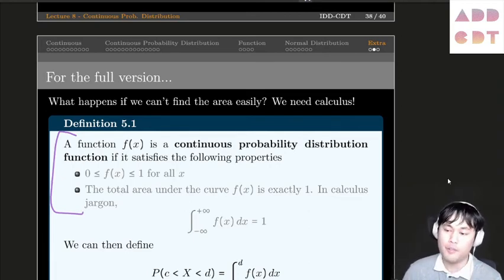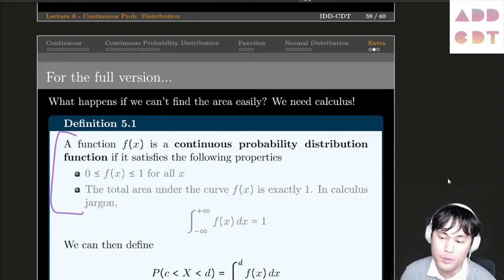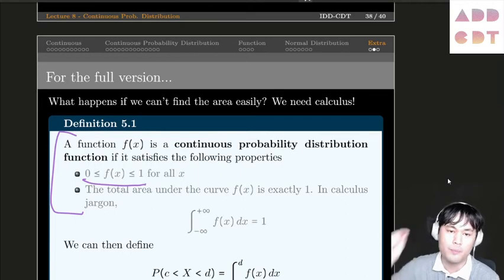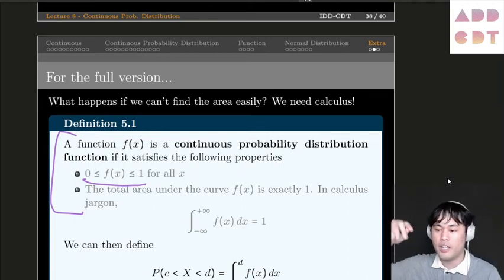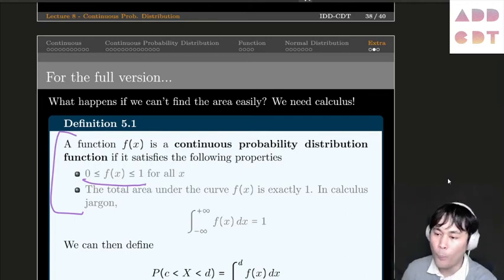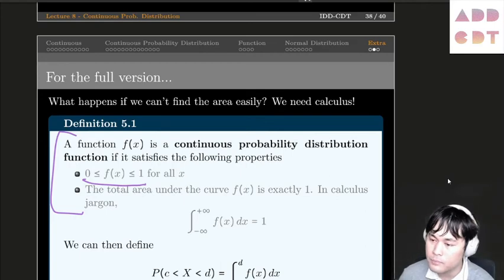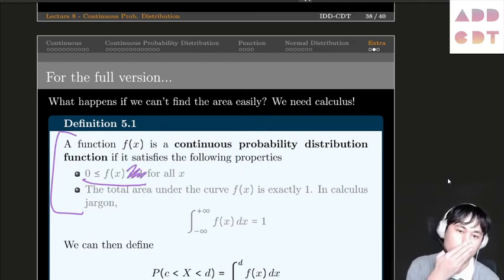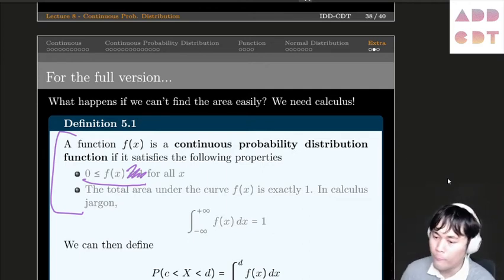For a function to be a continuous probability distribution, it has to satisfy two requirements. First, the value or the point of the graph has to be between 0 and 1. Oh, I made a huge mistake. It has to be at least 0. It can be more than 1. And that's one. And the other one is the total area is 1.